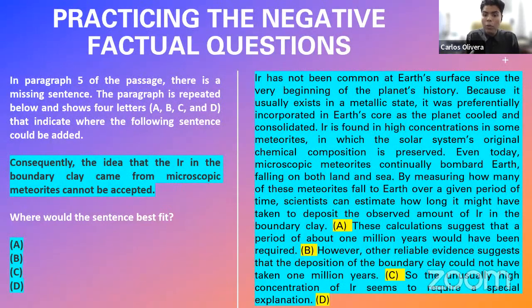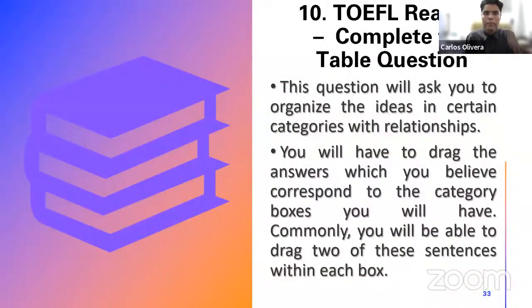Because when you look at this, if you put the sentence in spot C, it complements the idea that it could not have taken 1 million years. Therefore, or consequently, the idea that the air in the boundary clay came from microscopic meteorites cannot be accepted. It is complementing the claim that it could not have taken 1 million years for these meteorites to fill the earth with that element. Okay.